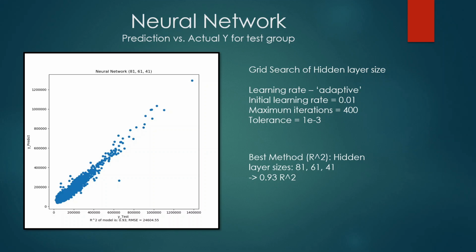So trying about 120 different combinations of grid sizes, I ended up with a model that had an accuracy of 0.93, which is very good. It's better than the random forest. It doesn't beat out the nearest neighbors, but it is overall a good model.